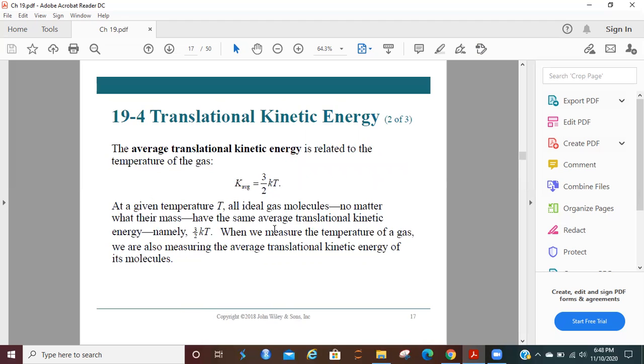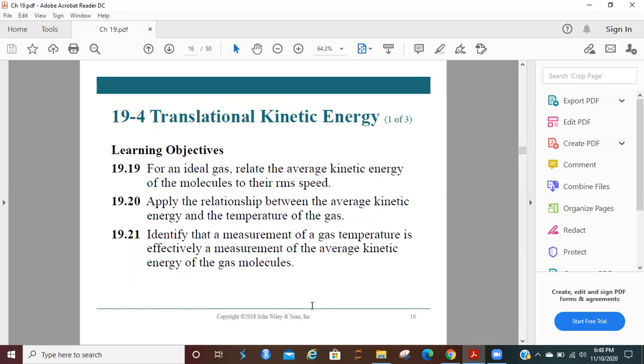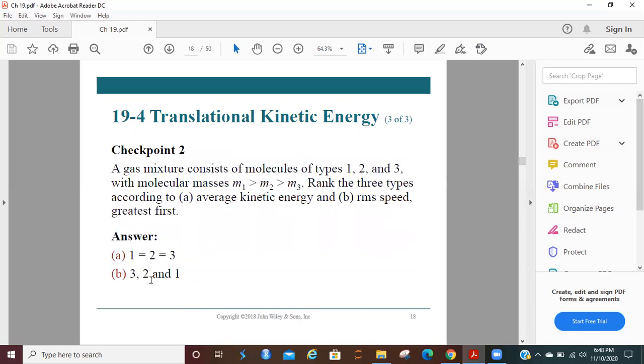If we're looking at the RMS speed, however, let's go back to that particular formula. The RMS velocity is going to be equal to this expression, and you'll notice the mass is in the bottom. The greater the mass, the smaller the speed. So you will notice that since this has the smallest mass, this is going to have the greatest RMS speed, followed by this one, and then followed by that one.